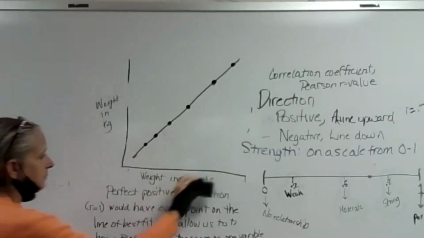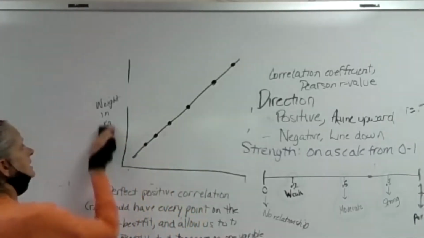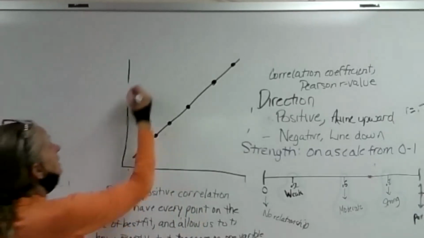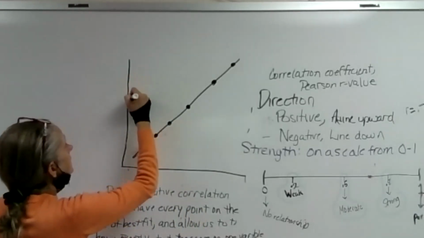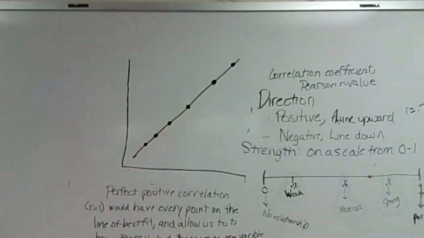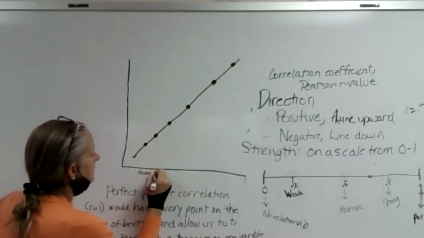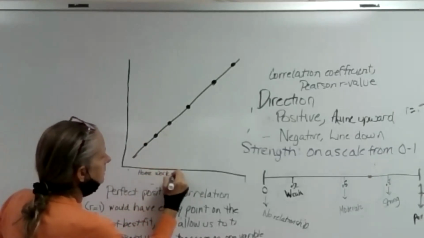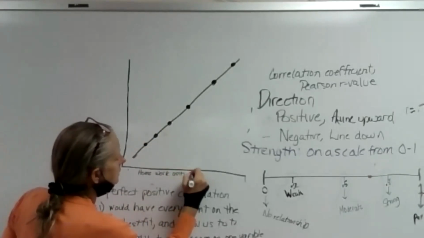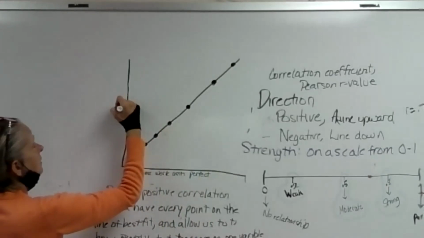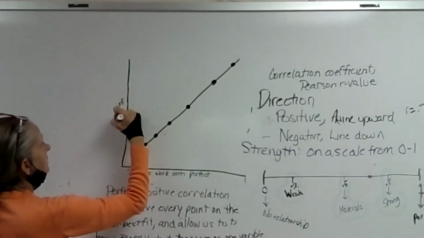All right, another example of a perfect positive correlation. If I knew exactly the number of homework assignments you completed perfectly, I can know exactly the points earned on homework.